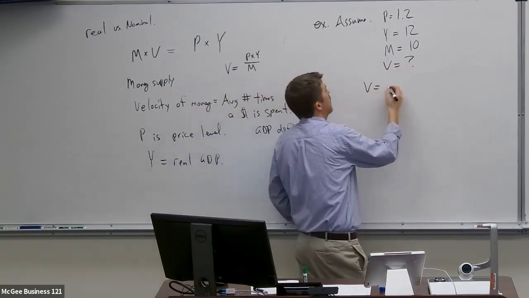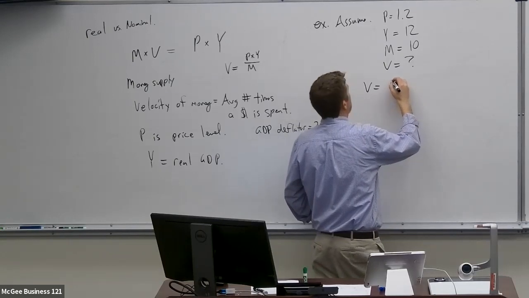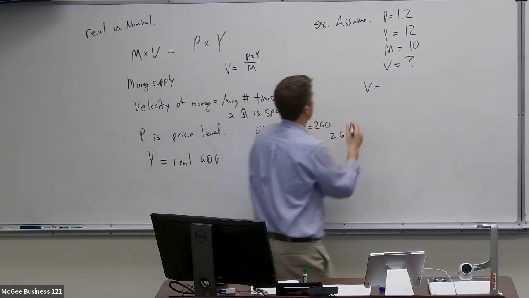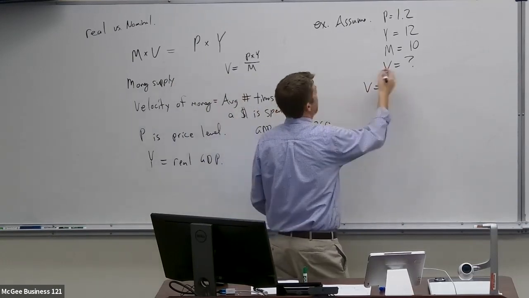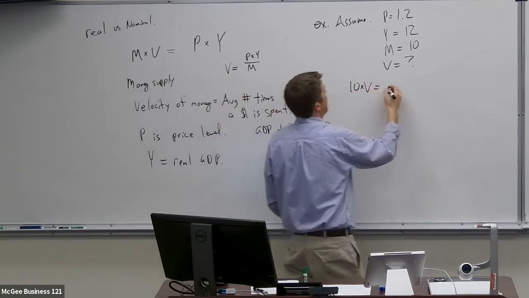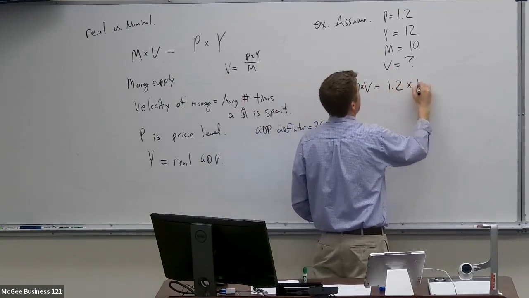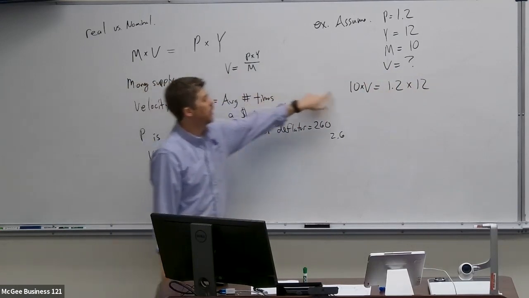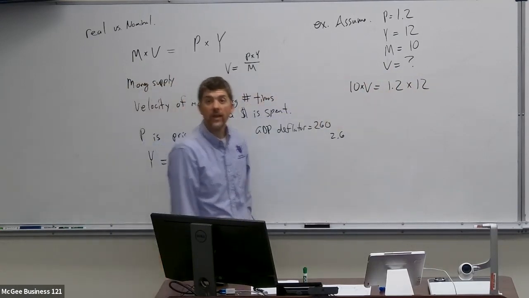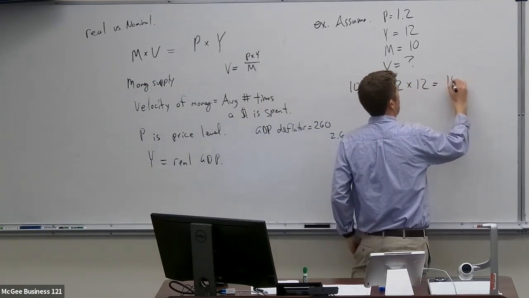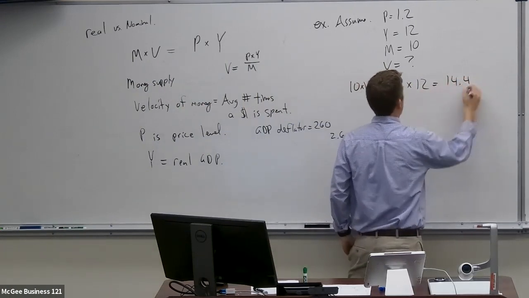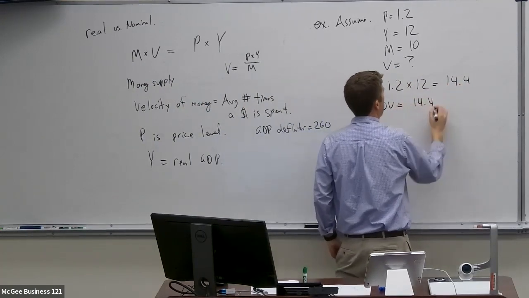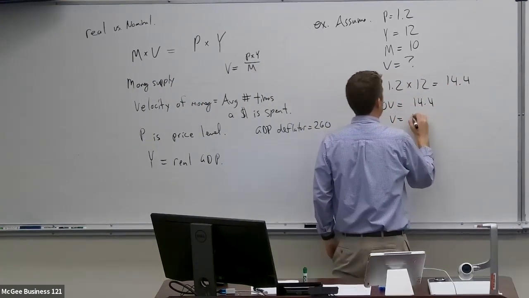The velocity of money would equal, and you can either use this equation or you can plug it in here and then solve for it. Let's plug it in there. That'd be 10 times V equal to 1.2 times 12. So I just use this equation, and then I would just do my math and get the answer. So this would be what? 14.4. This is 10V equal to 14.4. So V would equal 1.44.